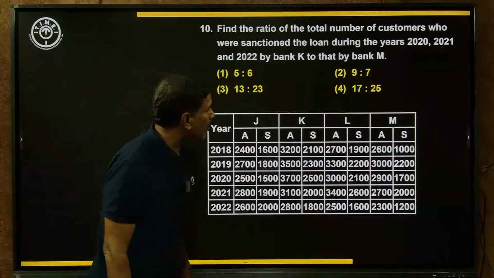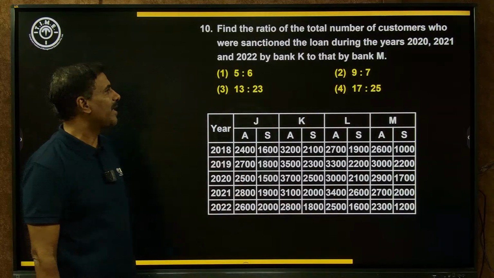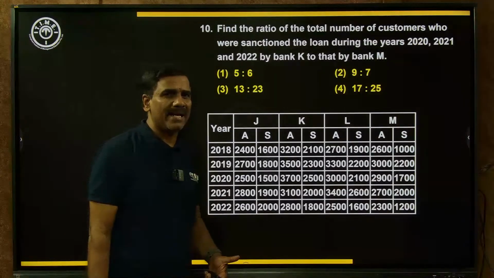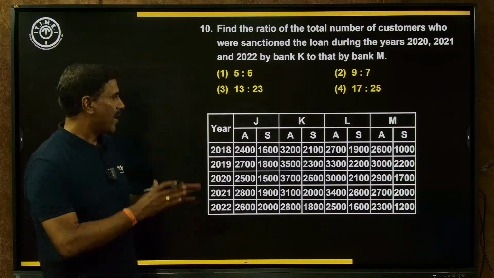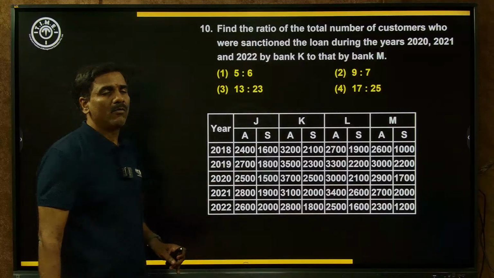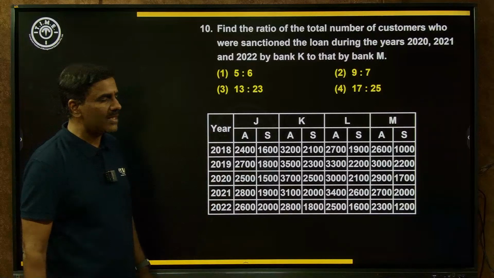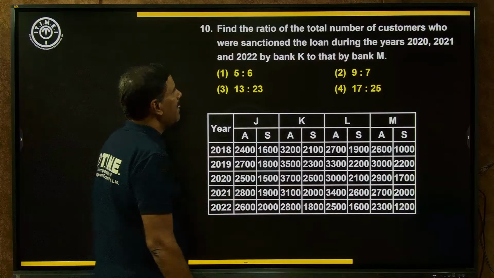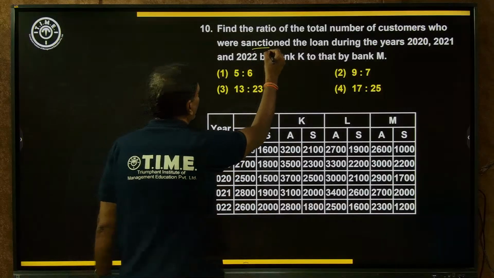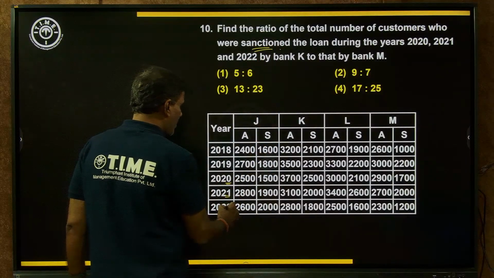Find the ratio of the total number of customers who were sanctioned the loan during the years 2020, 21 and 22 by bank K to that by bank M. Here, for answering any of these questions, we don't require any prior knowledge of data interpretation. It is enough to understand the question and the given data. So what we need here is K and M, and we are interested in sanctioned only, right? In which years? 20, 21, 22.